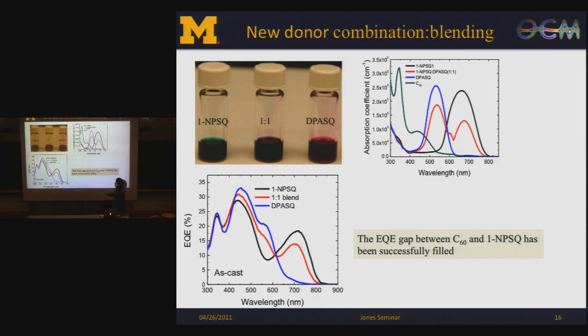So how about the device performance? We can see the blending cell is really doing a good job in terms of filling the gap between the C60 and the squaraine materials. So this is one way we are working right now to fill the gap between the absorption of donor and acceptor to move up the photocurrent generation.